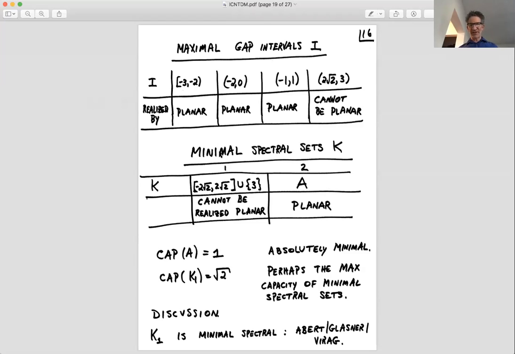Minimal spectral sets, which means I'm allowed to be more than an interval. We have this remarkable set A, which has capacity 1 and is absolutely minimal and is realized by planar graphs. And then we have the non-bipartite Ramanujan graphs, my favorite right now, because only Ramanujan's ideas can achieve them. And that is, we don't have -3, so all the eigenvalues lie between -2√2 and +2√2, together with 3, which is always an eigenvalue. This is a non-bipartite Ramanujan graph by definition.